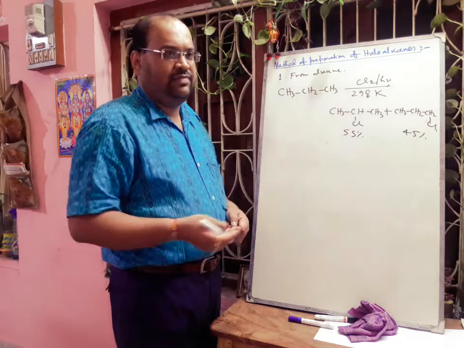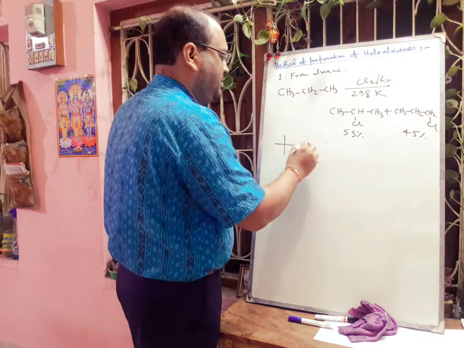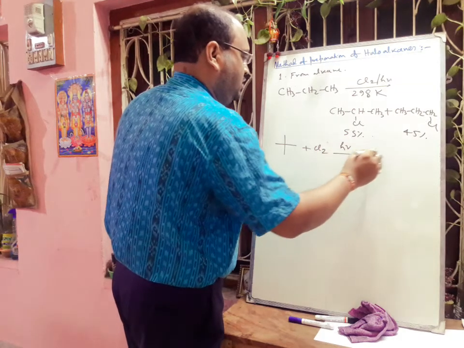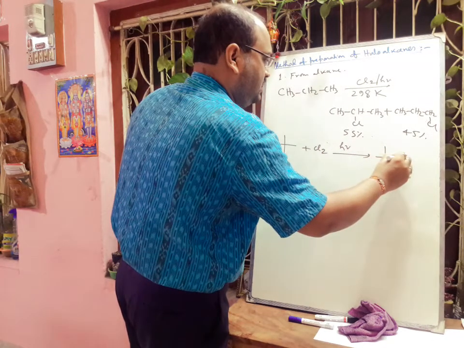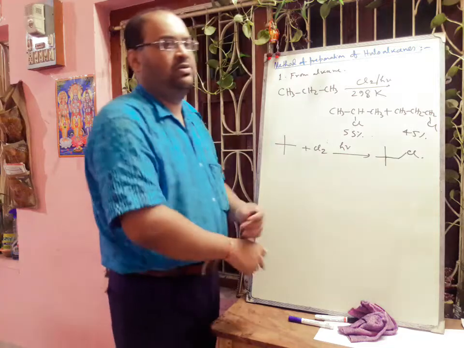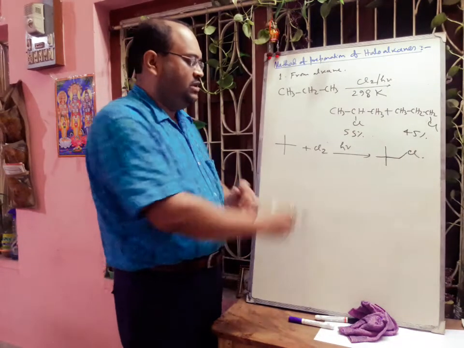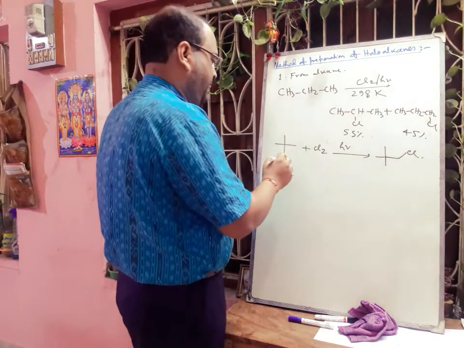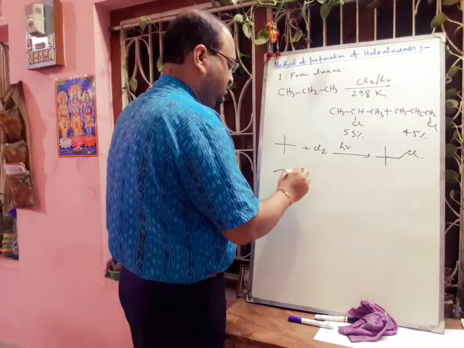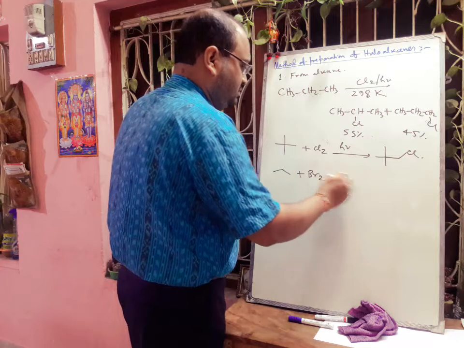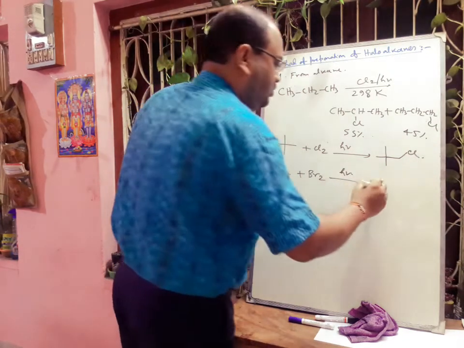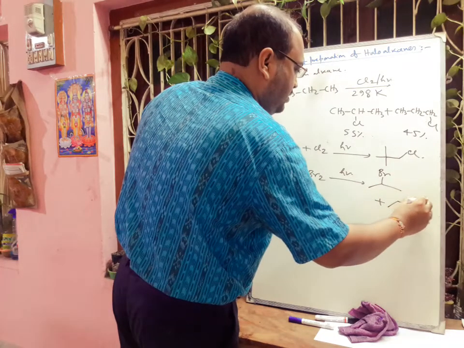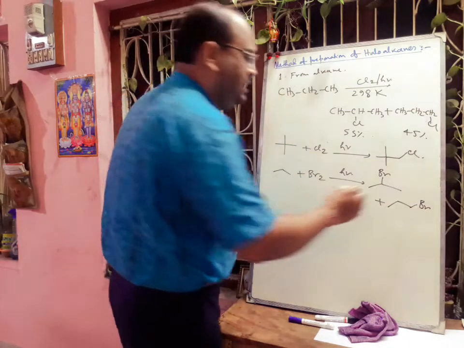Now if we take another example like this one, and give chlorine and light, we get this type of halide compound. This is called neopentyl halide. This is neopentane, and we are getting neopentyl halide. Now if we take bromine here also, then we will get two types of product. One will be this one, 2-bromopropane, and there will be 1-bromopropane, and definitely this will be the major.